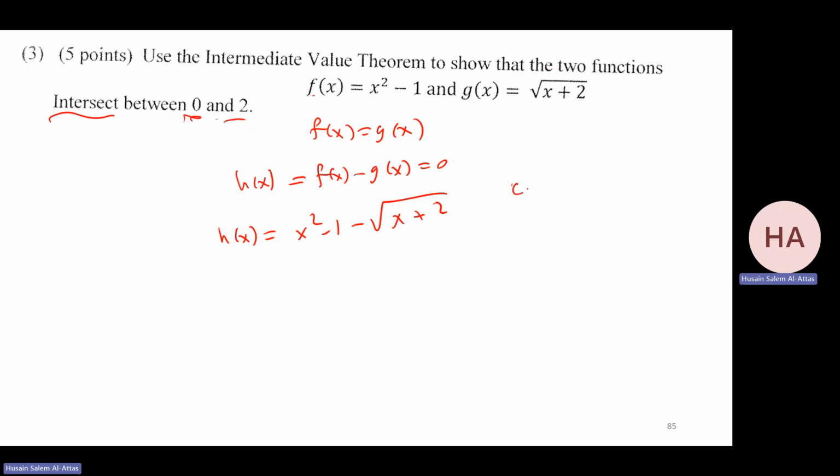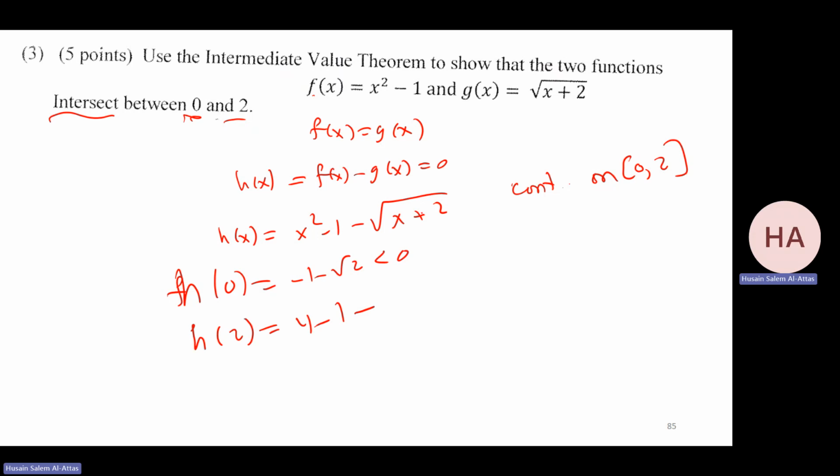So the function is continuous on this closed interval. Check: h at 0 will be minus 1 minus square root of 2, negative. H at 2 will be 4 minus 1 minus 2, which is positive. So there is a root by the intermediate value theorem.